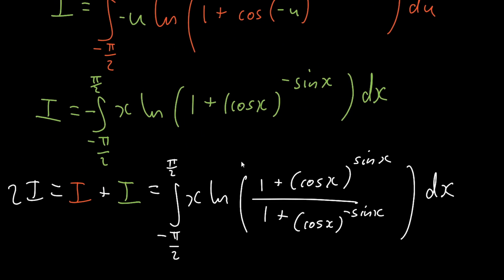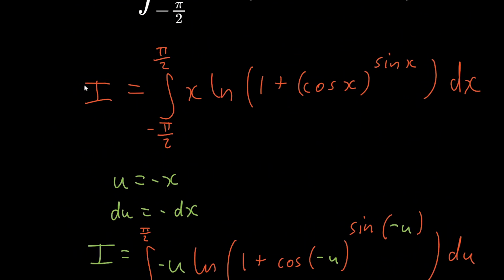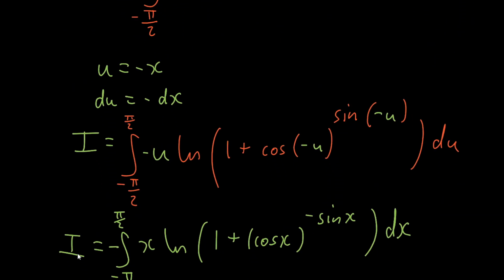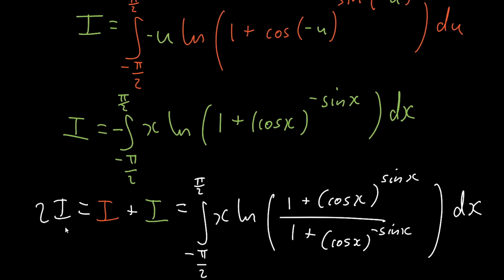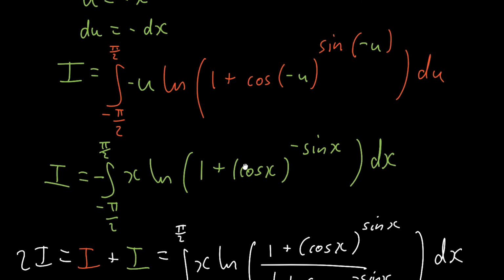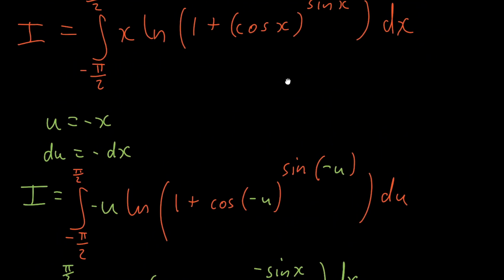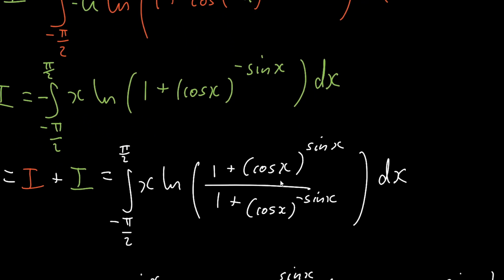Okay, so since these are the same bounds of integration as before, we can add this red integral here to this green integral to get 2I. So if we do so, we still have x at the front, and since this log has a minus at the front, and we're adding it with this one, we can divide what's inside of both of them. So we have 1 plus cos x to the power of sine x over 1 plus cos x to the power of minus sine x.